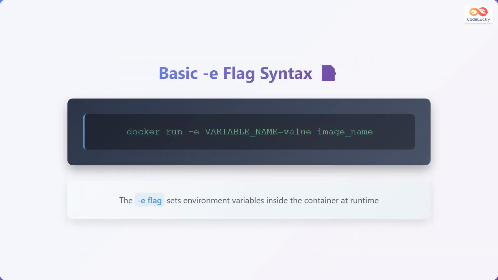Here's the basic syntax for using the -e flag with the Docker run command. The command looks like this: docker run -e VARIABLE_NAME=value image_name. The -e flag is what allows you to set environment variables inside the container when it starts running.